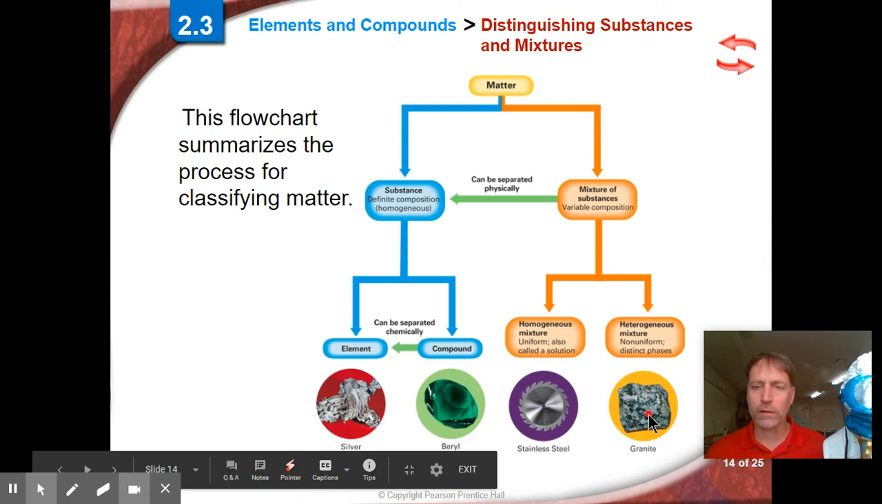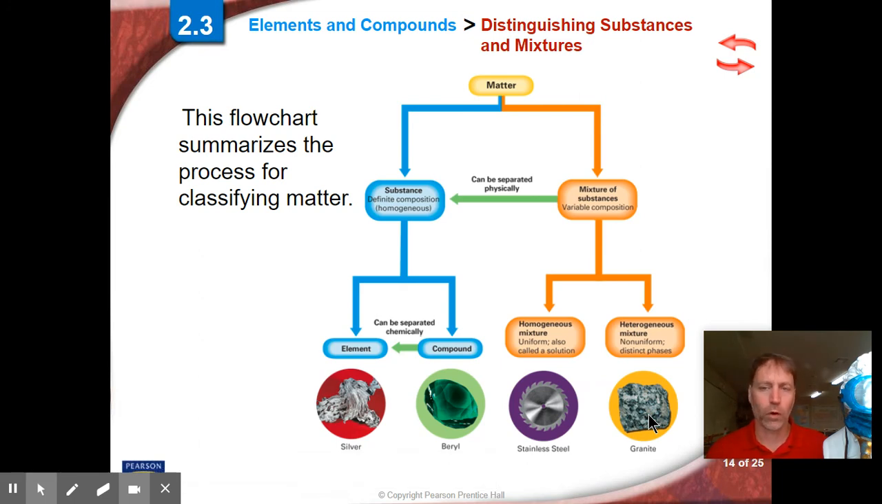Now, a piece of granite is made up of several different minerals: quartz and feldspar and biotite and olivine and all these different types of minerals, dark and light.